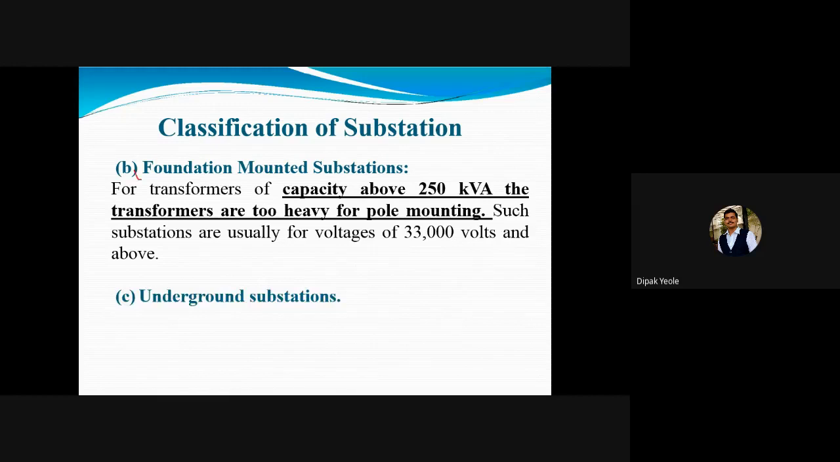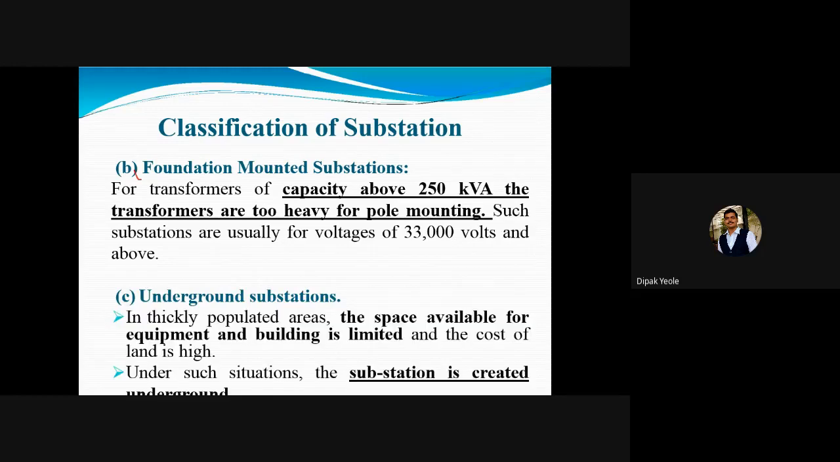The last is the underground substation. This is under the category of outdoor, not indoor. Why? If there is a fault, we are able to identify that fault quickly. There are ducts available to lay the conductors, and by opening that duct, we can identify the fault. So you have to remember this point: the underground substation is under the category of outdoor substation.